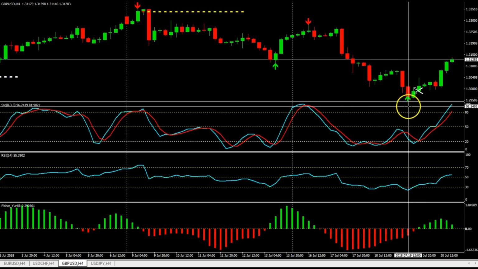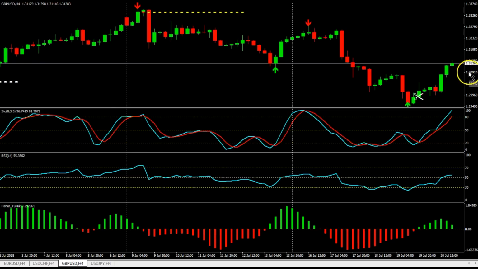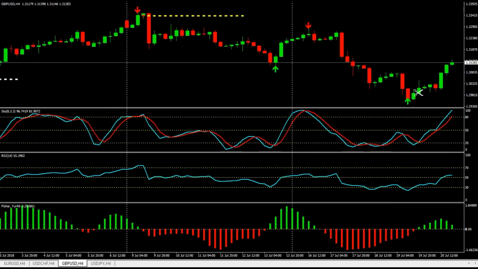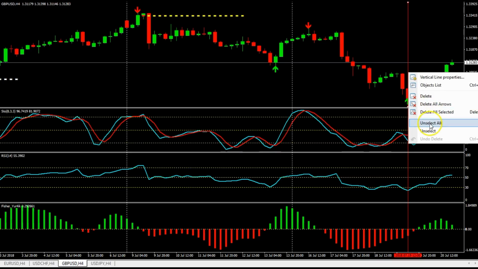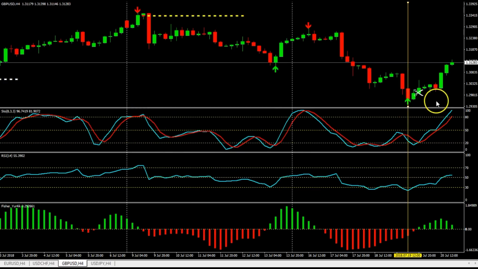So we get the arrow. Whenever we get the arrow, we put a line there. Go to the properties, change the color to yellow, and have a look here. We got the arrow, but we don't have the support or resistance. But after 2 candles we got the support level, which is here.